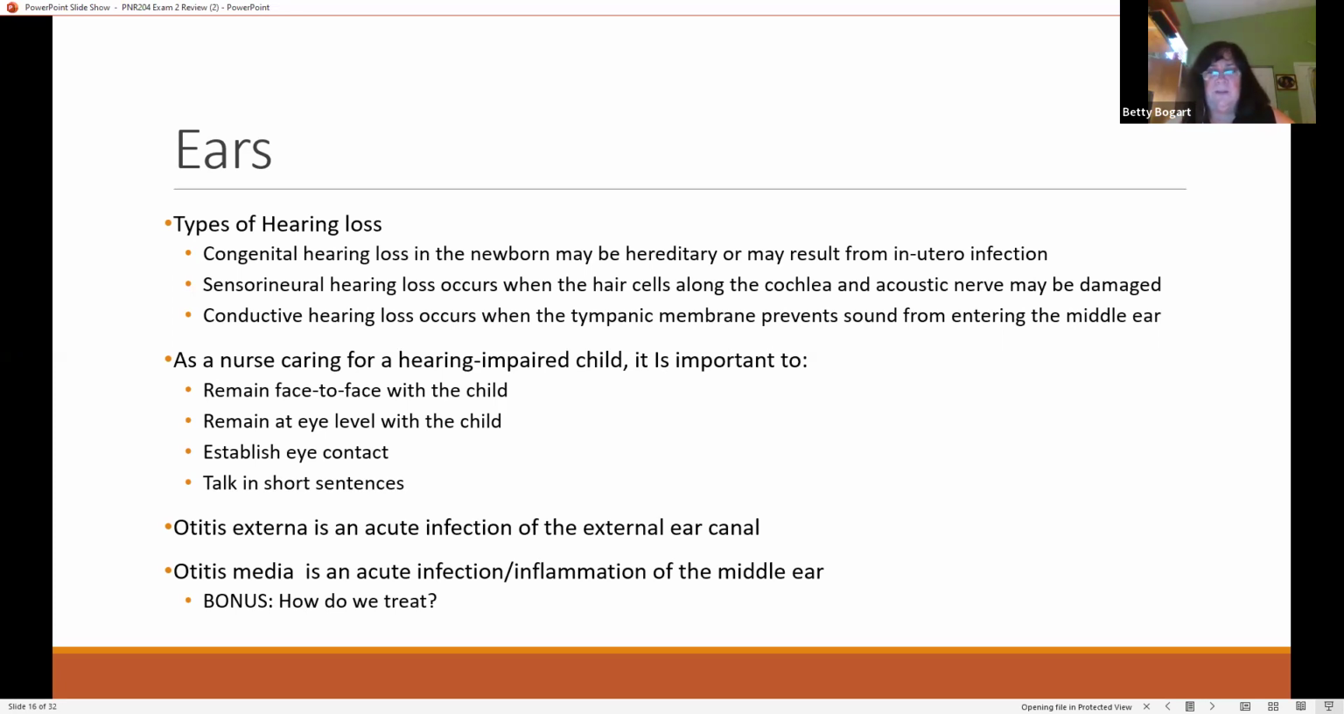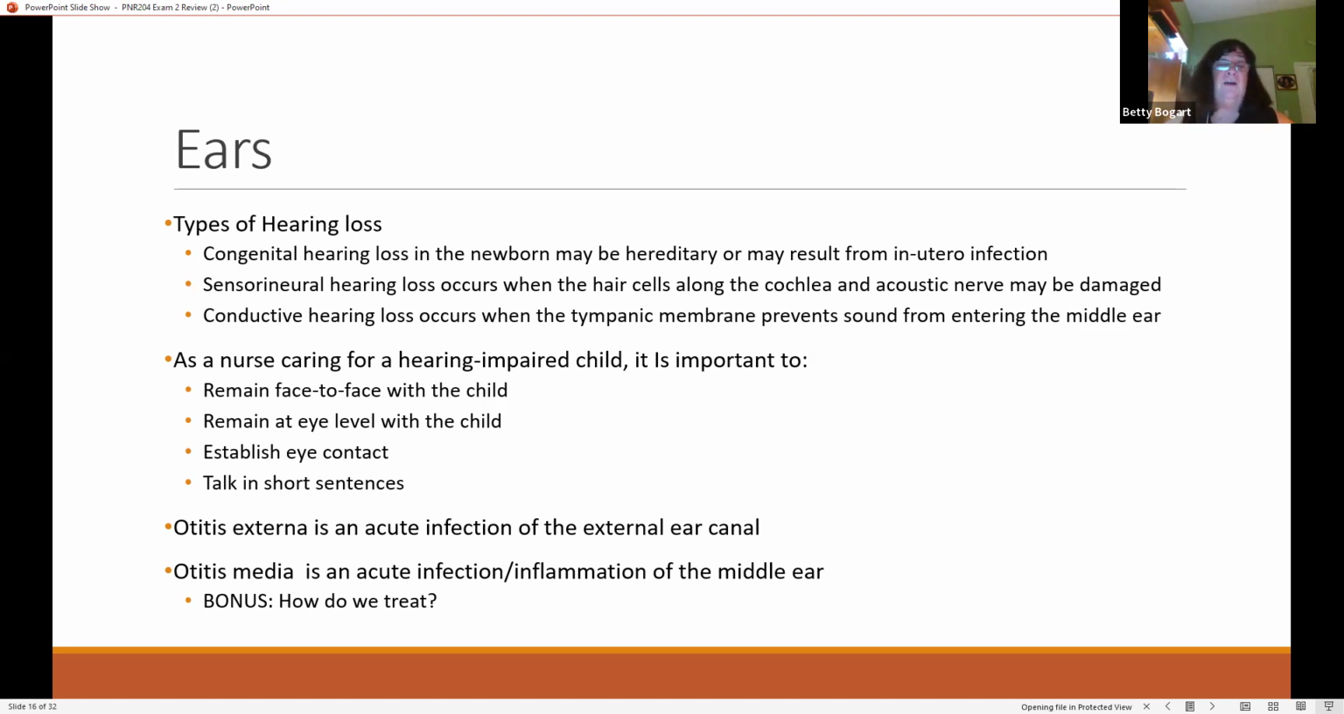So as a nurse taking care of a hearing impaired child, remember to be down on their level, right? Face to face, that's eye level. Look at them closely. Do not try to yell or overemphasize what you're saying, and talk in short sentences. You don't have to yell. If the kid can't hear, the kid can't hear. And it's not an uncommon thing that happens.